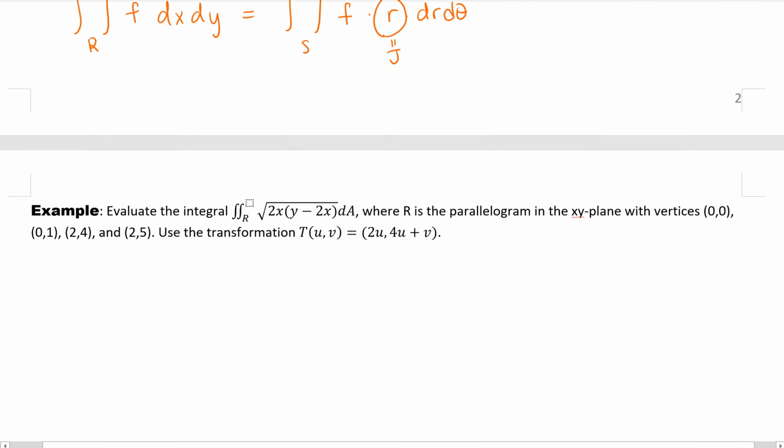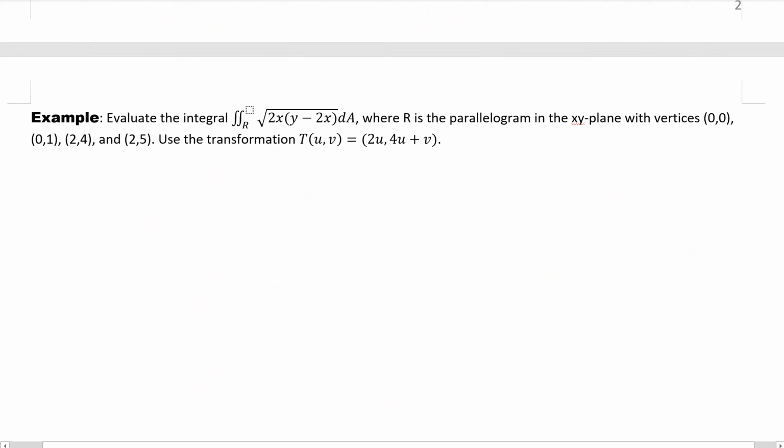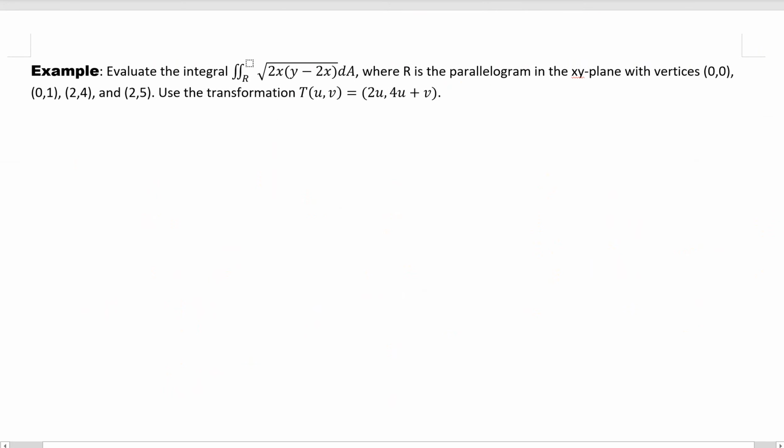Let's continue to do some examples. Yeah, we love examples. Let's look at this example. Evaluate the integral over the region R. R is a parallelogram in the xy plane with vertices (0, 0), (0, 1), (2, 4), and (2, 5). Here, suppose we're not given the transformation. How can we think about that?